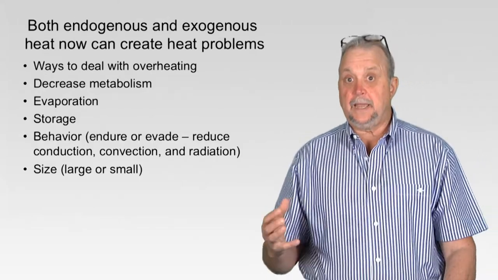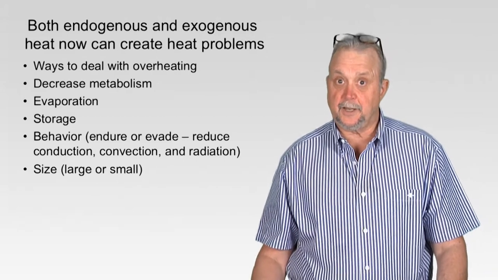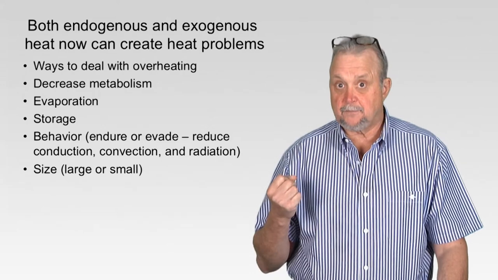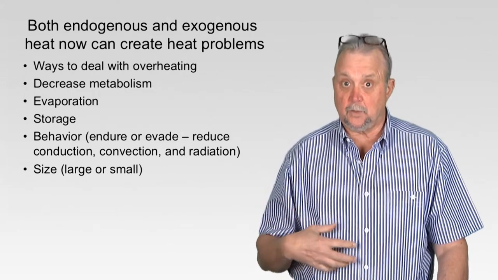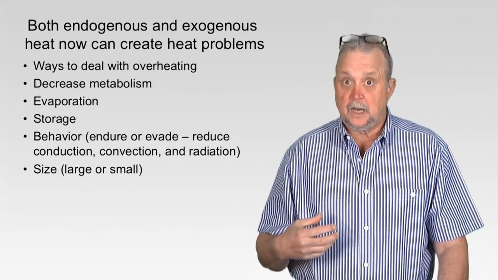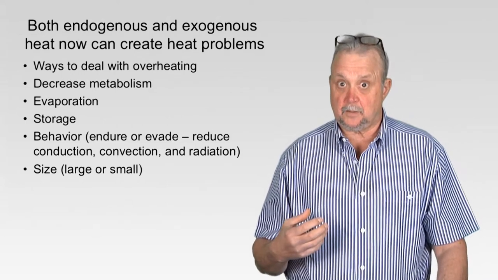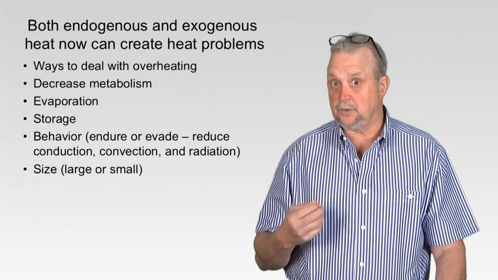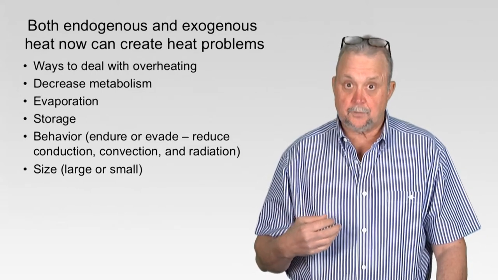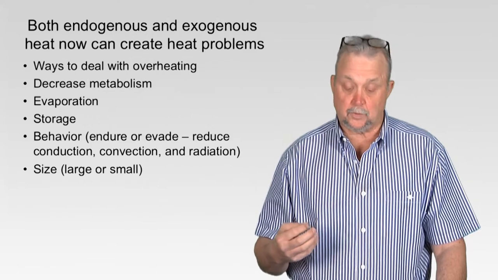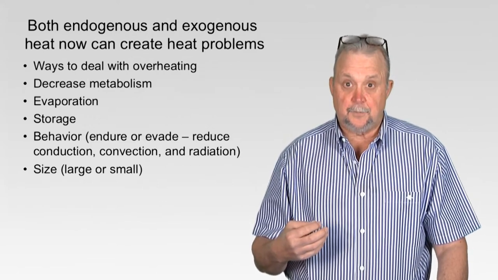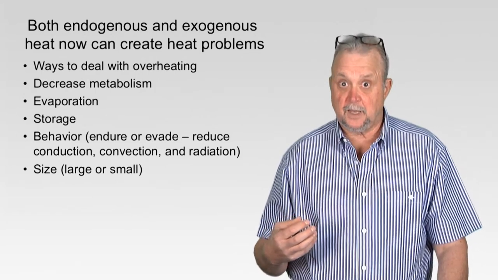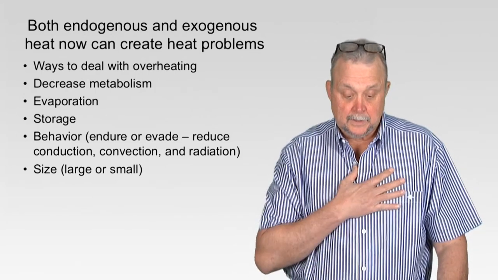So animals, and I'm going to be concentrating on the animals, not so much the plants, have to deal with their endogenous heat load, meaning what we create interiorly, and we've got a high metabolic rate. When I'm talking about endogenous heat load, I'm talking about mammals and birds. Reptiles and amphibians don't have to worry about it as much. You and I have to deal with it if we're outside on an Arizona day. We're really going to be sweating.